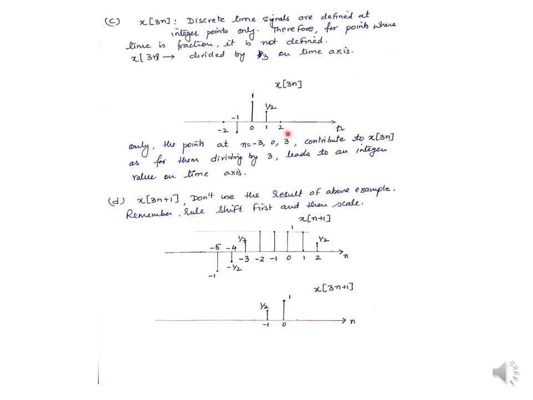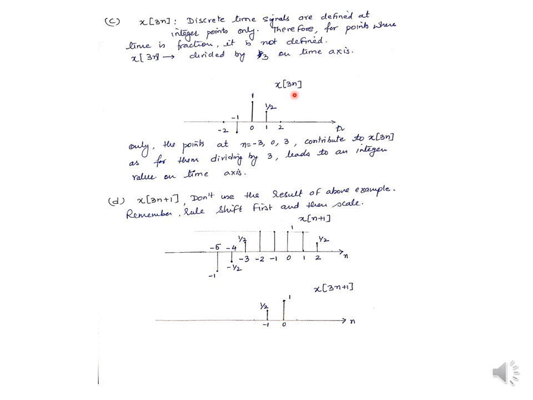And for the remaining points, at 1, at 2, at 4, at all these points, the signal will be at a fractional value. When you divide 4 by 3, it is 4 divided by 3, a fractional value. 1 divided by 3 is a fractional value again. Minus 2 divided by 3 is again a fractional value. So these points are not considered while we are plotting x of 3n.